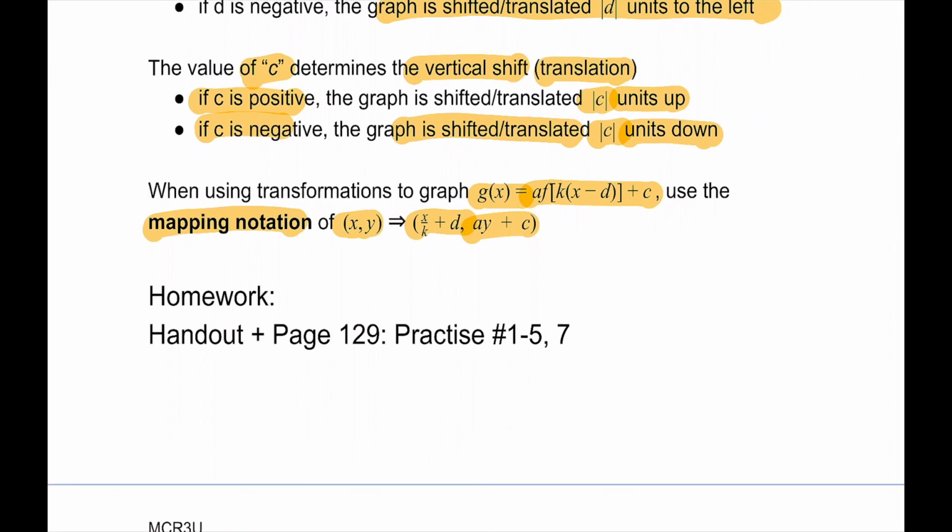For homework, we'll give you a handout to do, plus several practice questions on page 129. This is the culmination of what we want to grasp in this unit, other than inverses, which is something totally different. But in terms of transformations, this is the entire summary and the culmination of it.